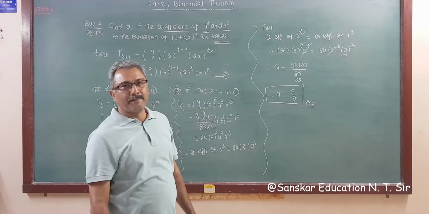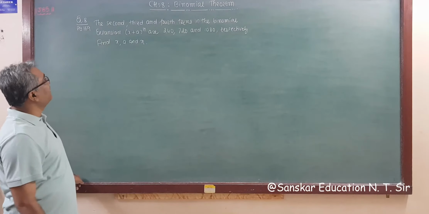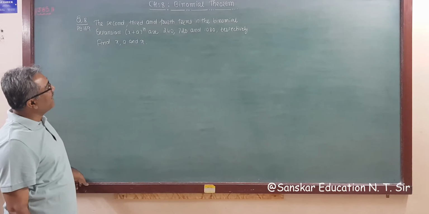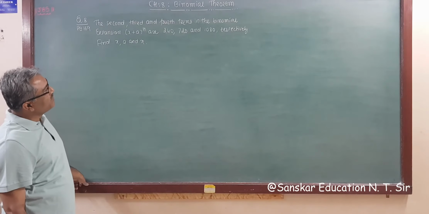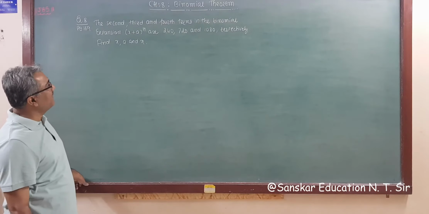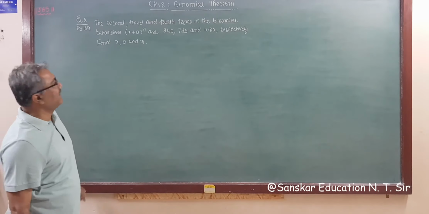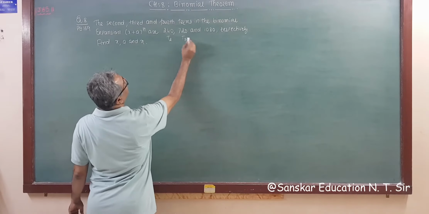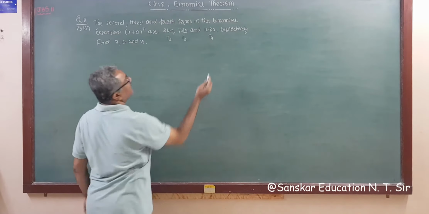Right? Example 8, page 169. The second, third and fourth terms in the binomial expansion (x + a) whole raised to n are 240, 720, 1080 respectively. Then find x, a and n. So this is second term T2, this is third term T3, and this is fourth term T4.